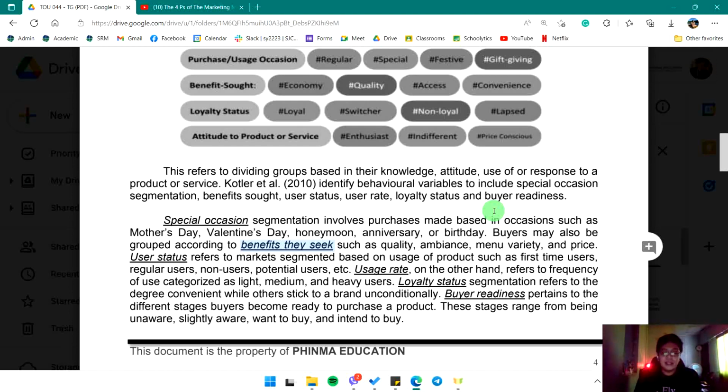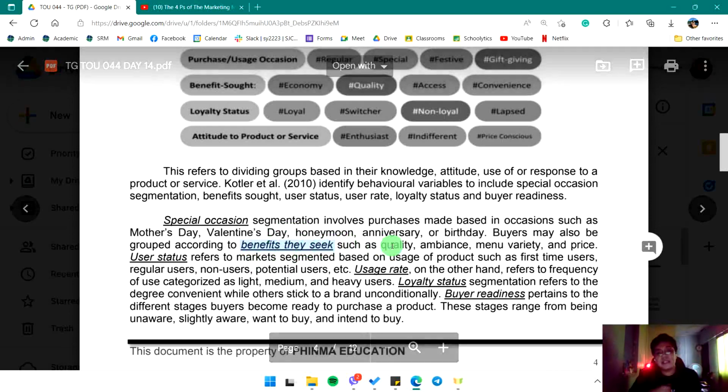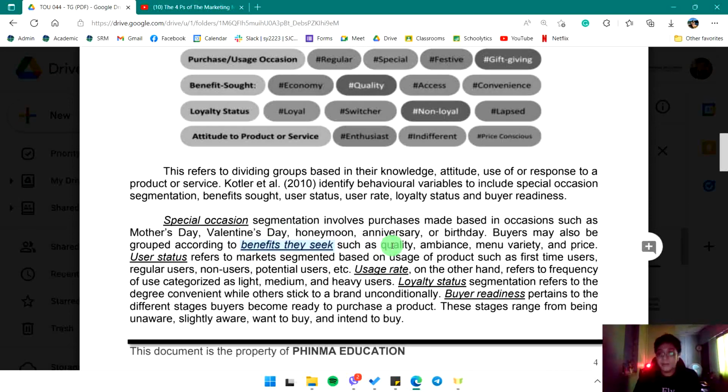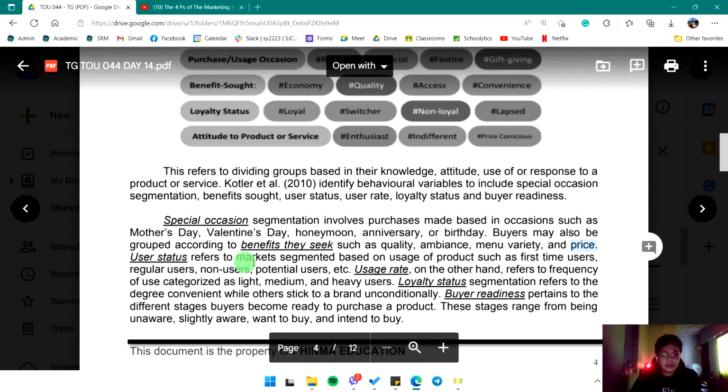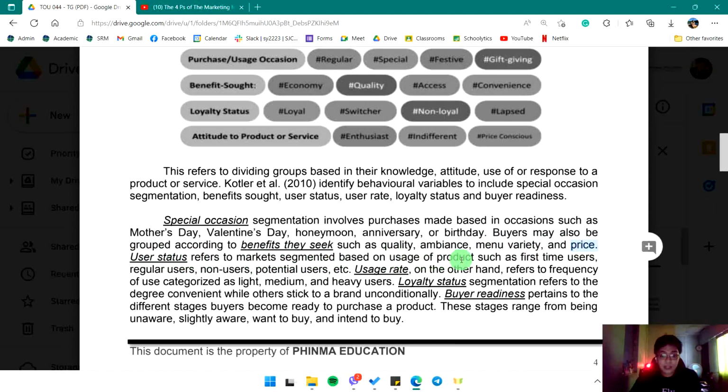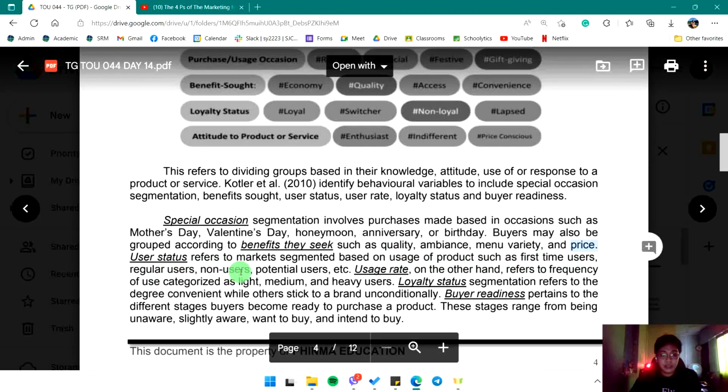So one thing that we check when it comes to behavioral segmentation is the benefits they seek. For example, ano ba ang benefits na hinahanap ng market natin sa isang produkto? Dito papasok ngayon yung market research natin. Aalamin natin sa kanila kung ano nga ba yung mga bagay-bagay na eto. Benefits they seek such as the quality of the product, ambience, menu variety, and price. User status refers to market segment based on usage of product, such as first-time users, regular users, non-users, potential users.